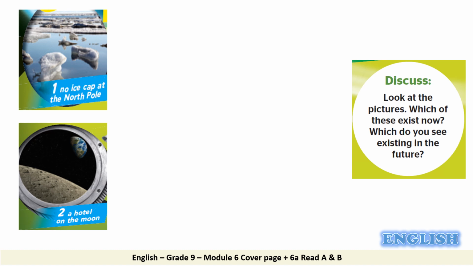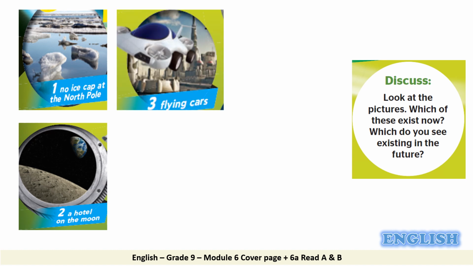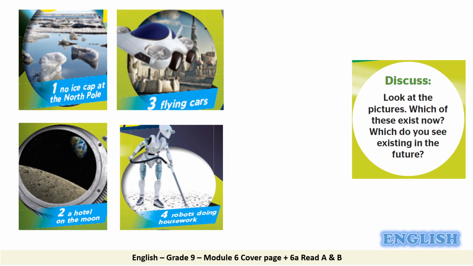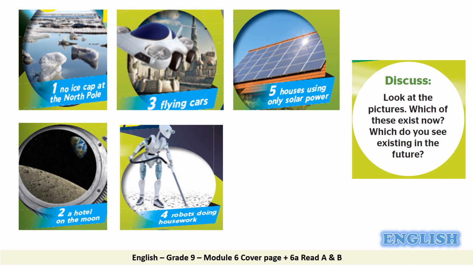Number 2, a hotel on the moon. It doesn't exist now, but maybe in the future. 3, flying cars. Although they made flying cars, they are not in service now. Number 4, robots doing housework. They made many robots and they do lots of tasks, but still they are not in houses.